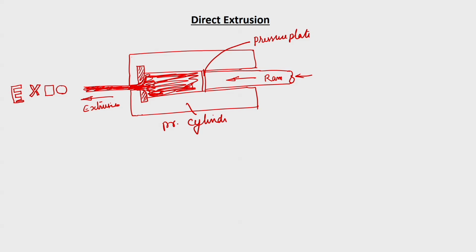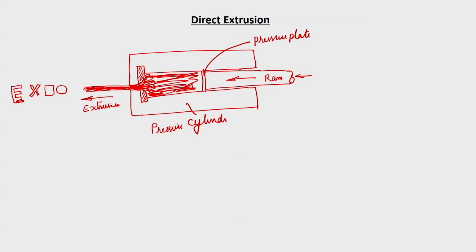Normally it is a hydraulic system, so that you have control of the speed. But the ram diameter will be less than the pressure cylinder. If there is no pressure plate and the ram diameter is equal to the pressure cylinder, the metal may just flow backward and choke the ram there, and then you will have all difficulties.